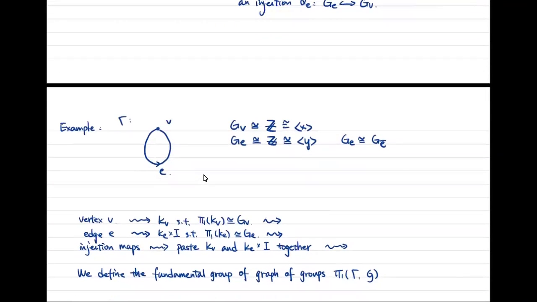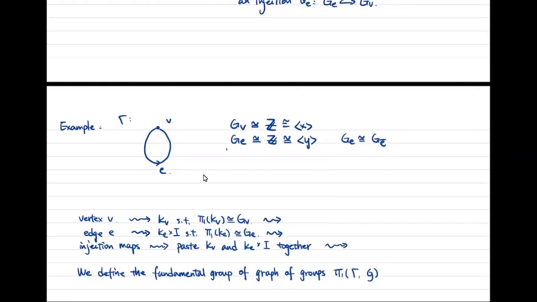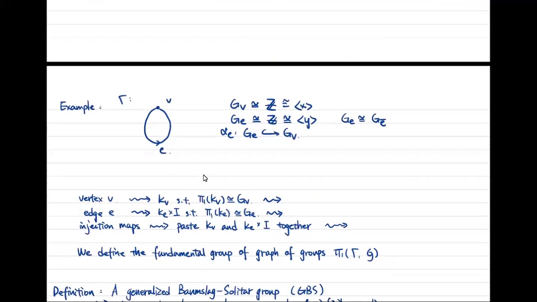We have two injection maps because we have two oriented edges. For the oriented edge E, alpha E maps G sub E into G sub V, and we map Y to, let's say, X to the m. This is an injection map. We have another injection map for the oriented edge E bar. Alpha E bar maps G sub E bar into its initial vertex, which is still G sub V, and this time it maps Y to, let's say, X to the n.